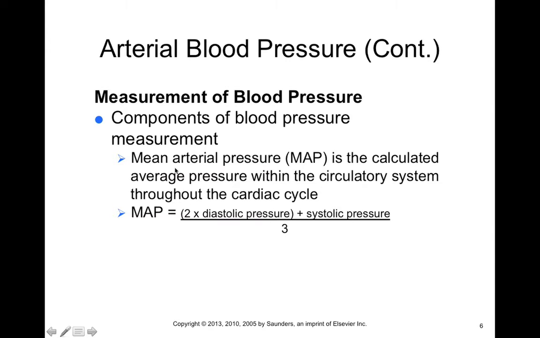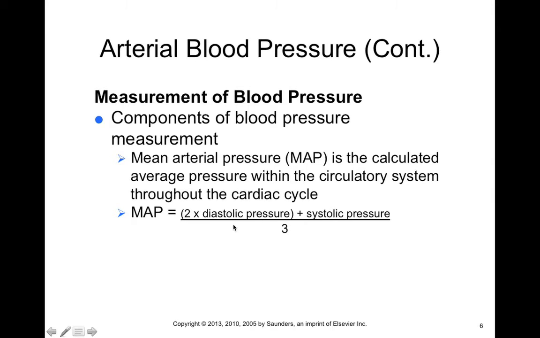Now, we can also refer to blood pressure in a different way, as mean arterial pressure. Remember, mean is an average, so mean arterial pressure, or MAP, is the calculated average pressure within your circulatory system. Now, if I asked you all to take an average of blood pressure, you would probably be inclined to just add systolic plus diastolic and divide by 2 to get your average. The problem with that calculation, though, is that typically during rest, we spend more time in diastole than systole, so it wouldn't be fair to calculate an average of the two because they're weighted differently.